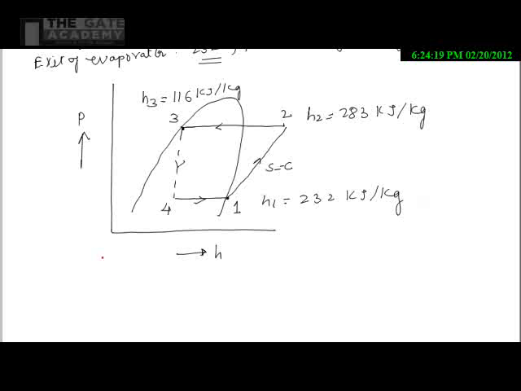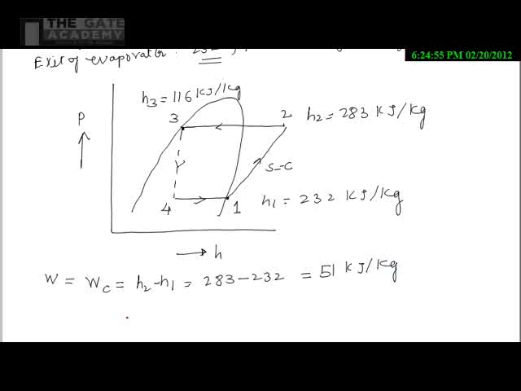So now for W, that is compression work, I can say W is nothing but compressor work, and it is H2 minus H1. Here H2 is after compression, before compression H1. So 283 minus 232, if I do this calculation, it will come 51 kilojoule per kg. So now we are having compressor work.